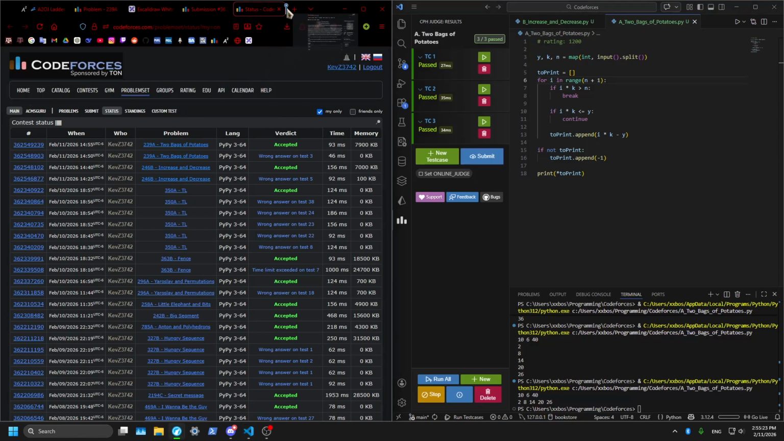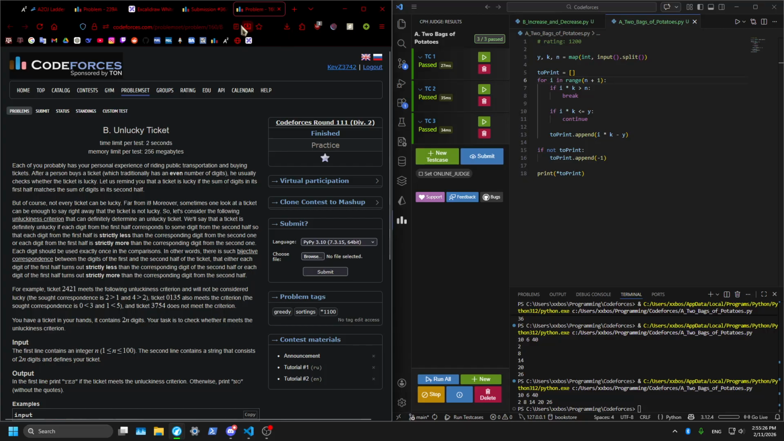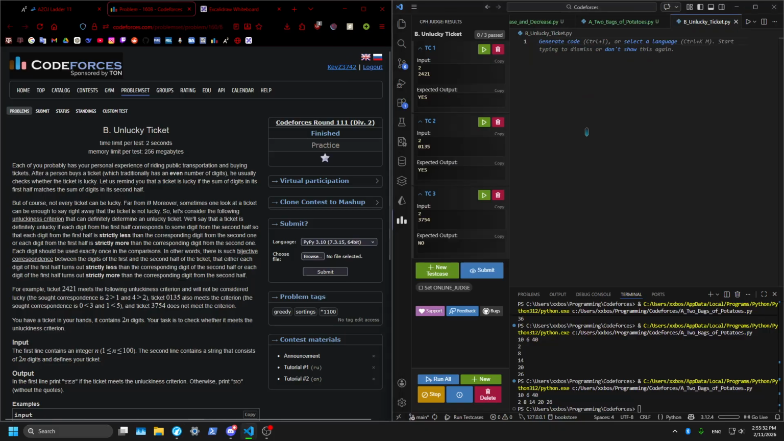We can do one more. 1100 rating. Personal experience of riding public transportation and buying tickets. After a person buys a ticket, he usually checks whether the ticket is lucky. A ticket is lucky if the sum in its first half matches the sum in its second half. Not every ticket can be lucky. Sometimes one look at a ticket is enough to say right away it's not lucky.